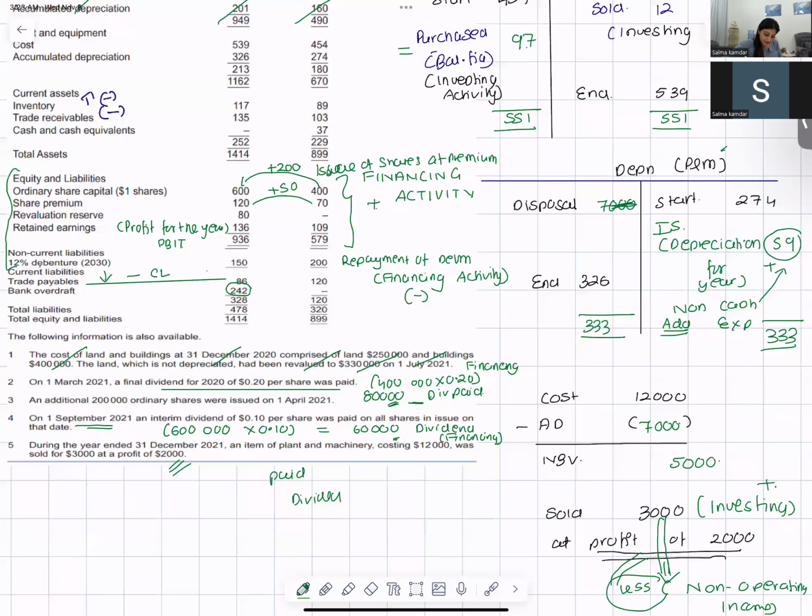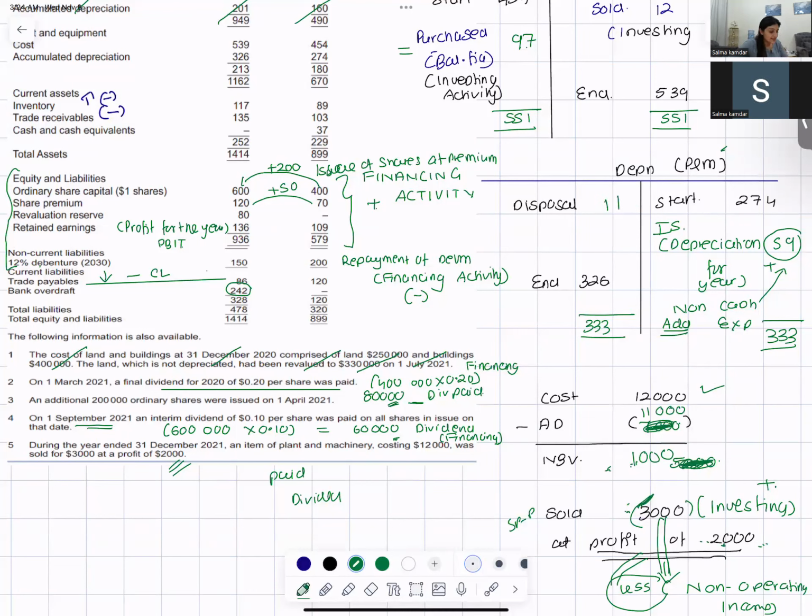The plant and machinery costing 12,000 was sold at 3,000, and this 3,000 includes the profit of 2,000. That means the net book value of the plant and machinery is 1,000. I have sold an asset of 1,000 at 3,000. That means I had a profit of 2,000. So selling price minus the profit is going to give me the net book value. So the accumulated depreciation on the plant and machinery is 11,000.